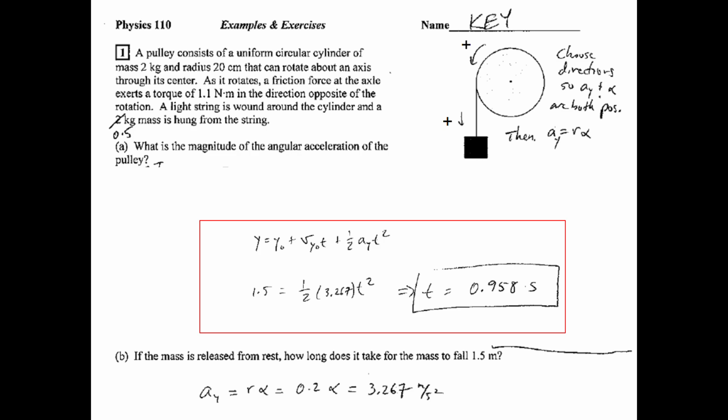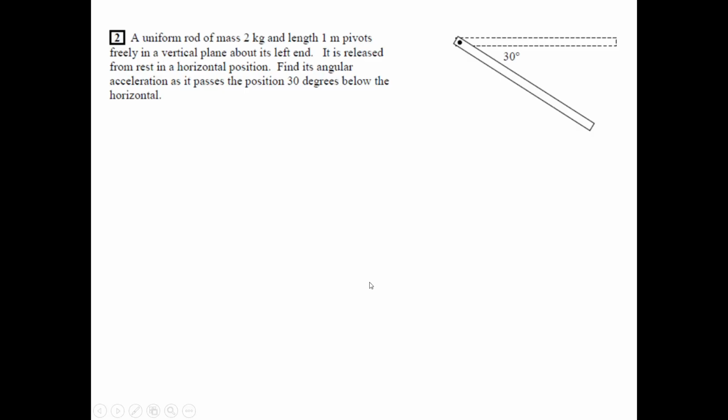All right, let's go on to the next problem solution. Here we've got a uniform rod which we released from rest at this horizontal position, and it rotates freely about this pin, and we want to know what is its angular acceleration as it zooms past this position, which is 30 degrees below horizontal. And the way we're going to get that is, well, how do we get alpha?